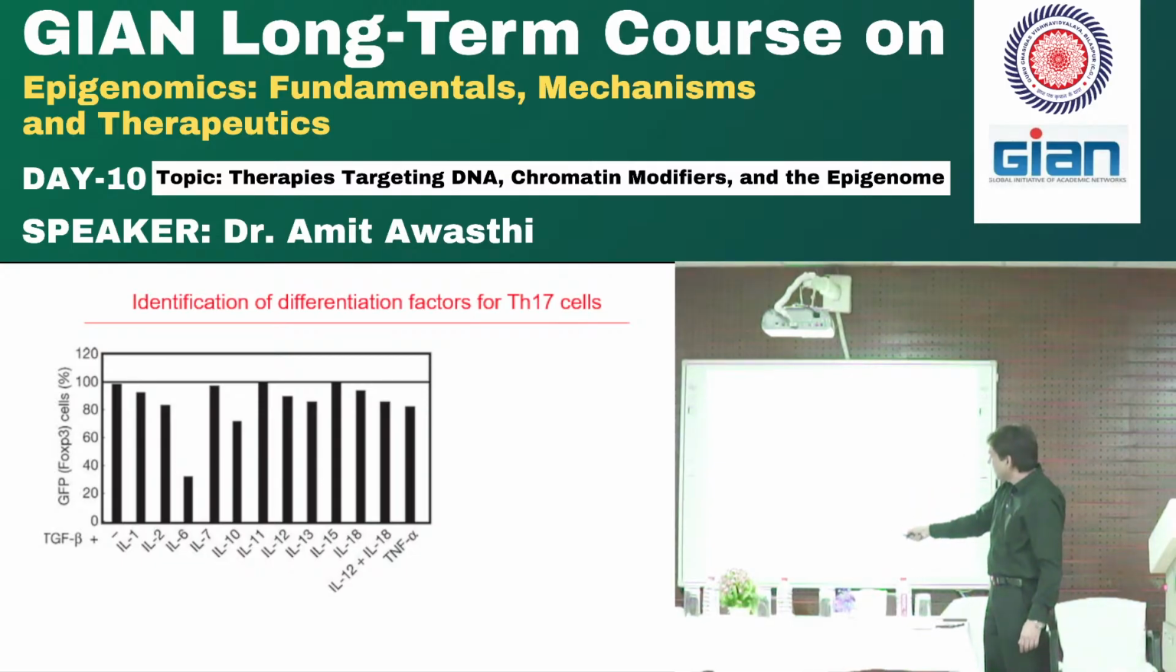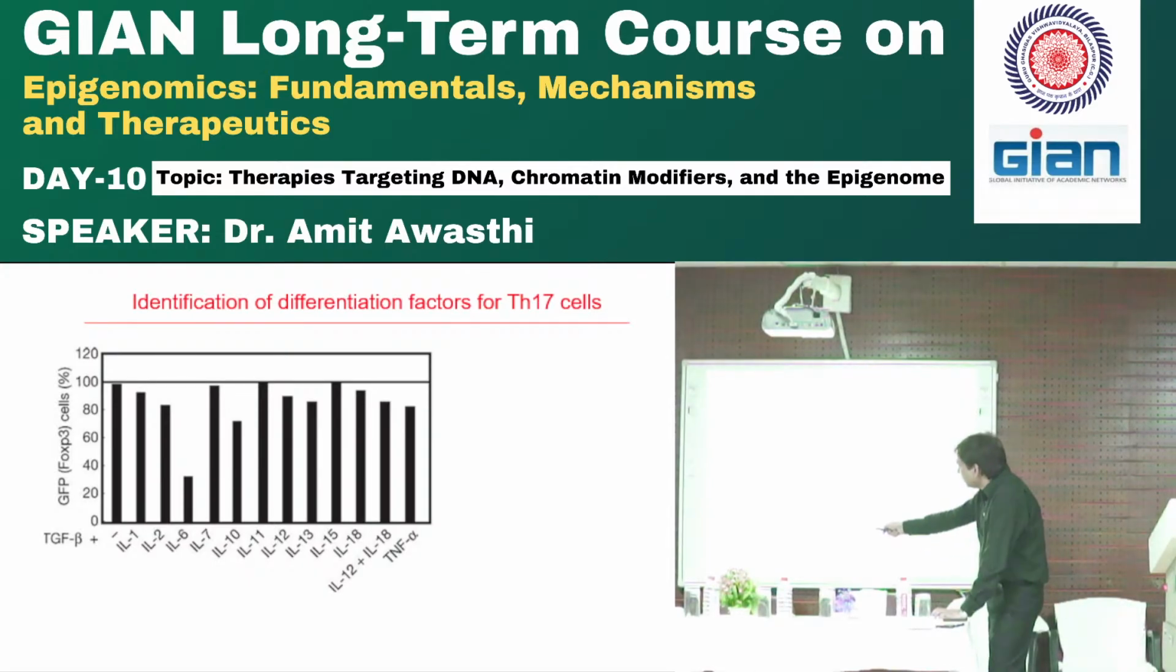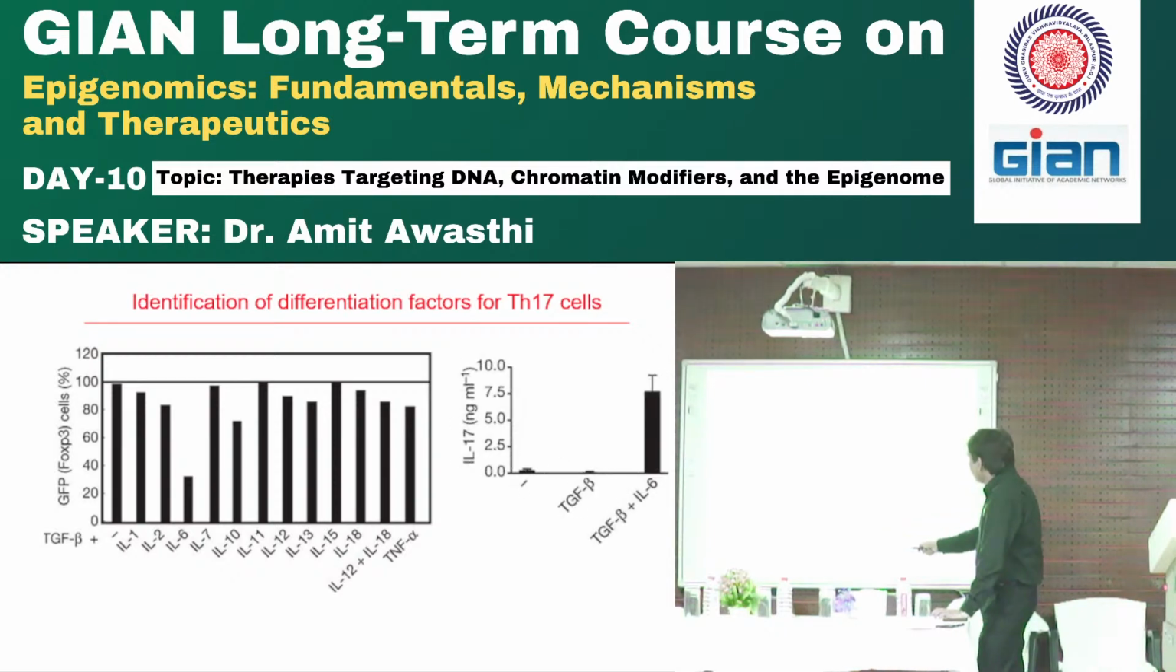And then you are adding multiple cytokines, IL-1, 2, 6, 7, and so on. You see some cytokines decreasing, and one of the cytokines which is decreasing the most, from 100% to around 30%, is your IL-6, right? And when you collected the supernatant from all these cultures and then you do IL-17, the IL-6 and TGF beta, where you suppress FOXP3, you have more IL-17, right?